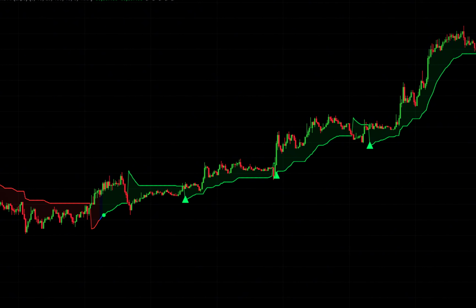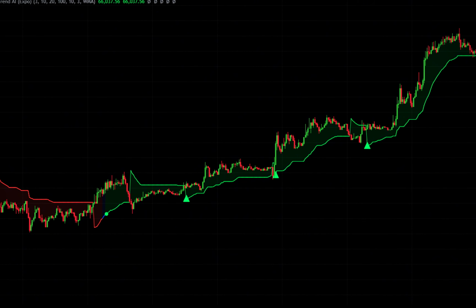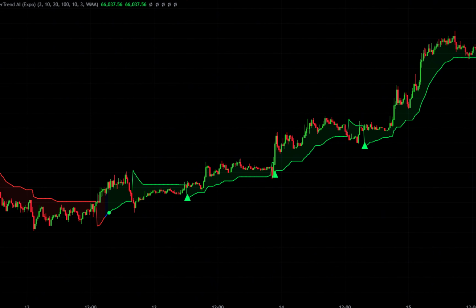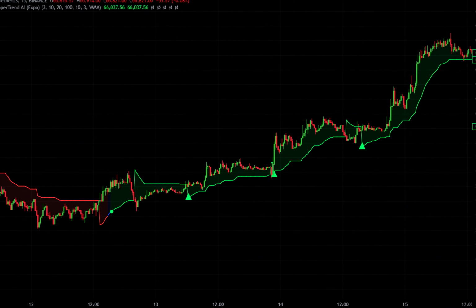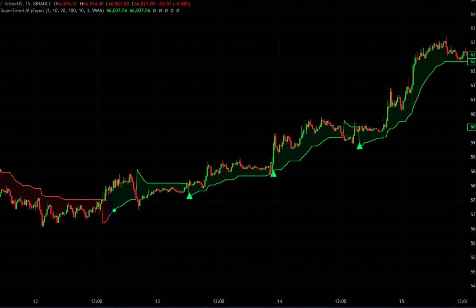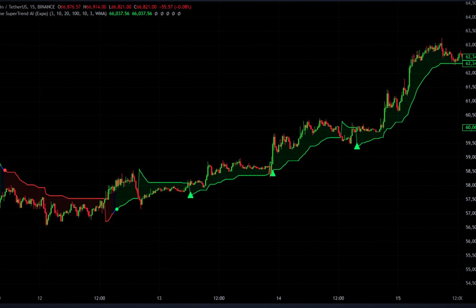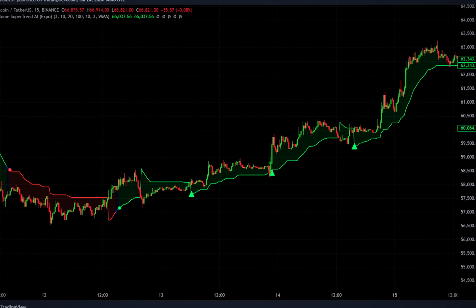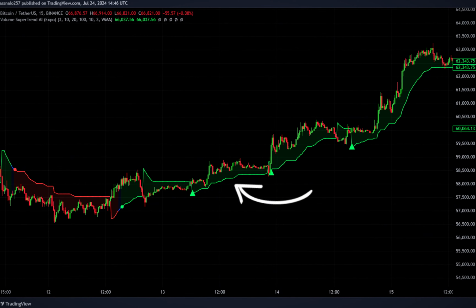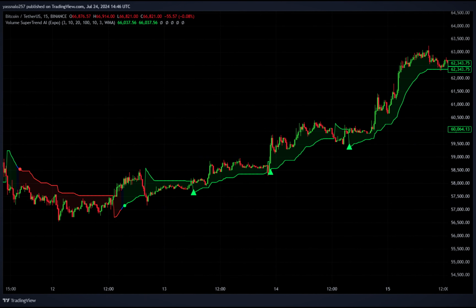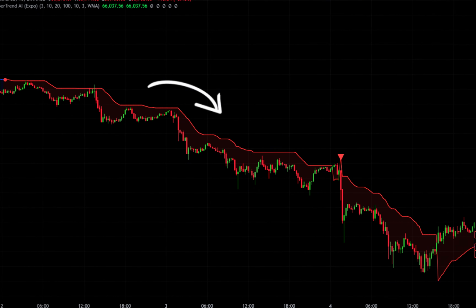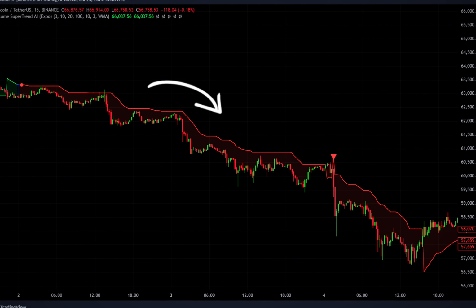The way to use this indicator is almost the same as the usual super trend indicator. However, there are 3 trend lines that you need to understand when using this indicator. If the trend line is green, it indicates a bullish trend. If the trend line is red, it indicates a bearish trend.